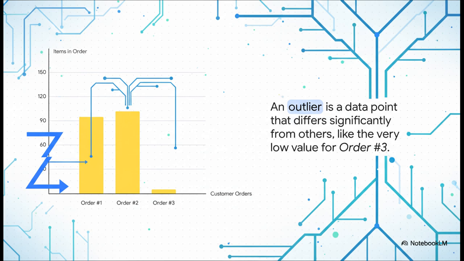For more complex, multi-dimensional data, you can use something even cooler called an isolation forest. The logic is fascinating. It works by randomly slicing up your data. The idea is that true outliers, because they're so different, are isolated and get separated from the pack with very few slices. Normal data points take way more slices to isolate. It's an incredibly effective way to hunt for anomalies.